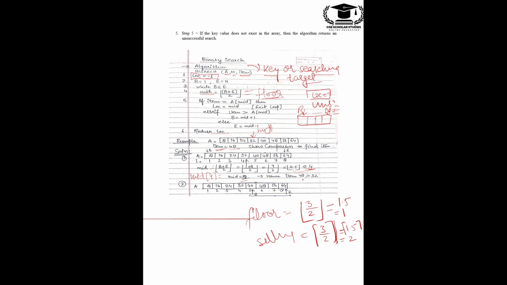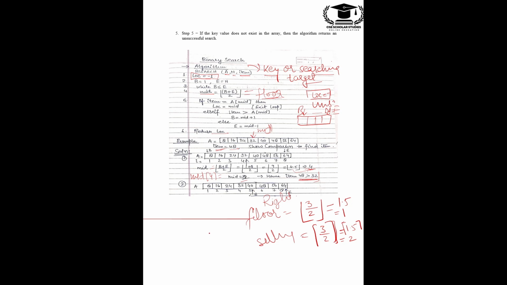Hence item 48 is greater than 32. Yes, 48 is greater than 32. Then we go to the right side of the mid value. If it were lesser than the mid value, then we would go to the left side. Next we start; this is the beginning of the array and it is also the ending of the array.